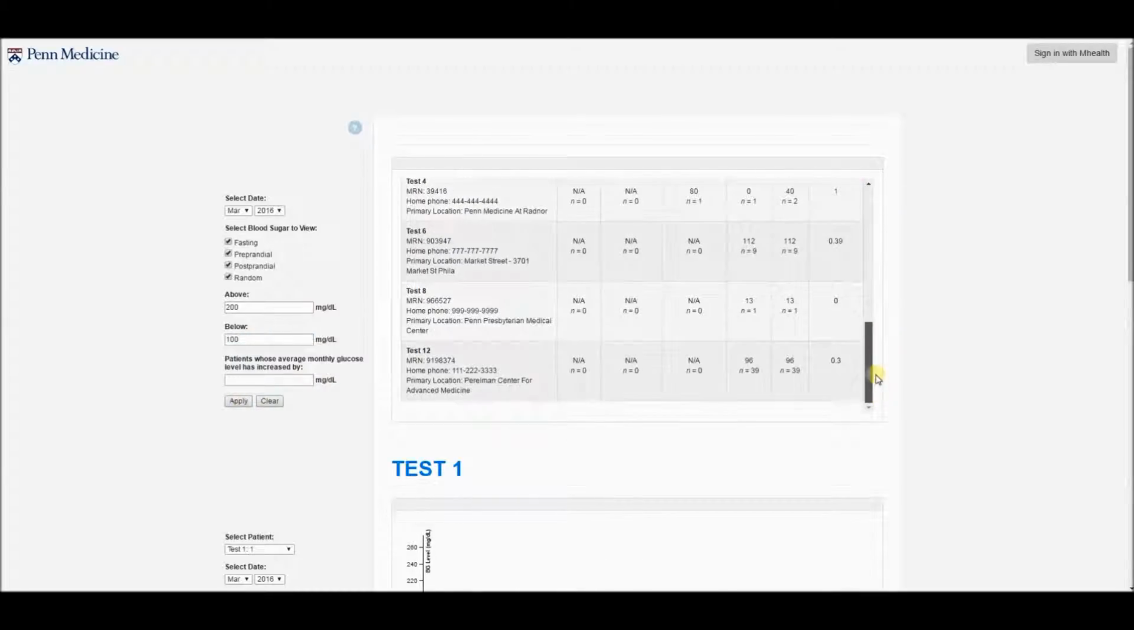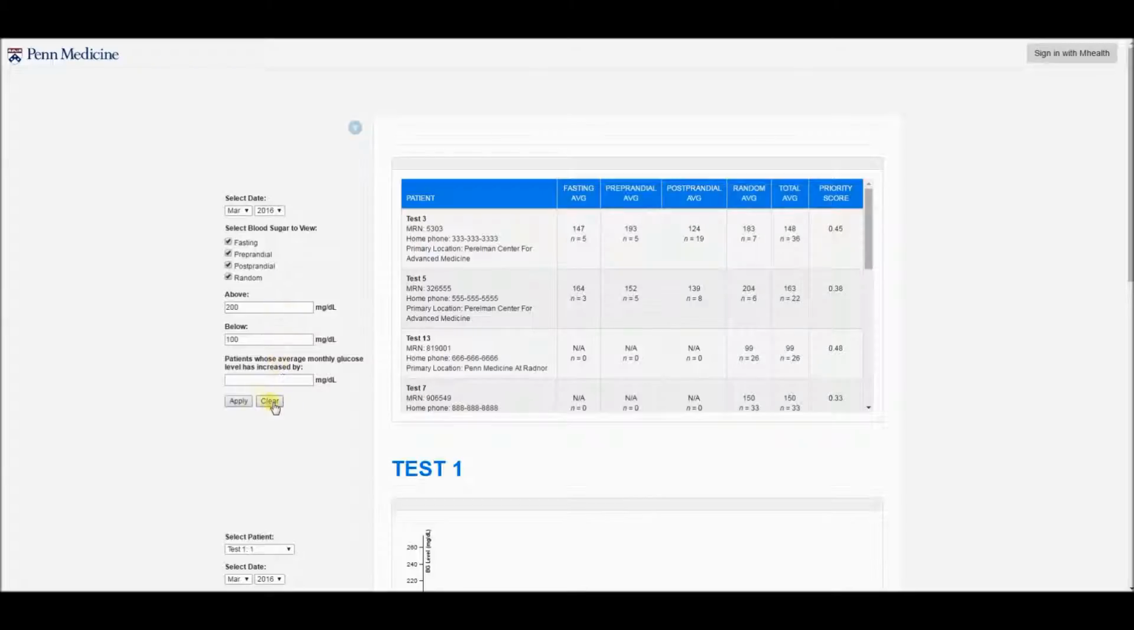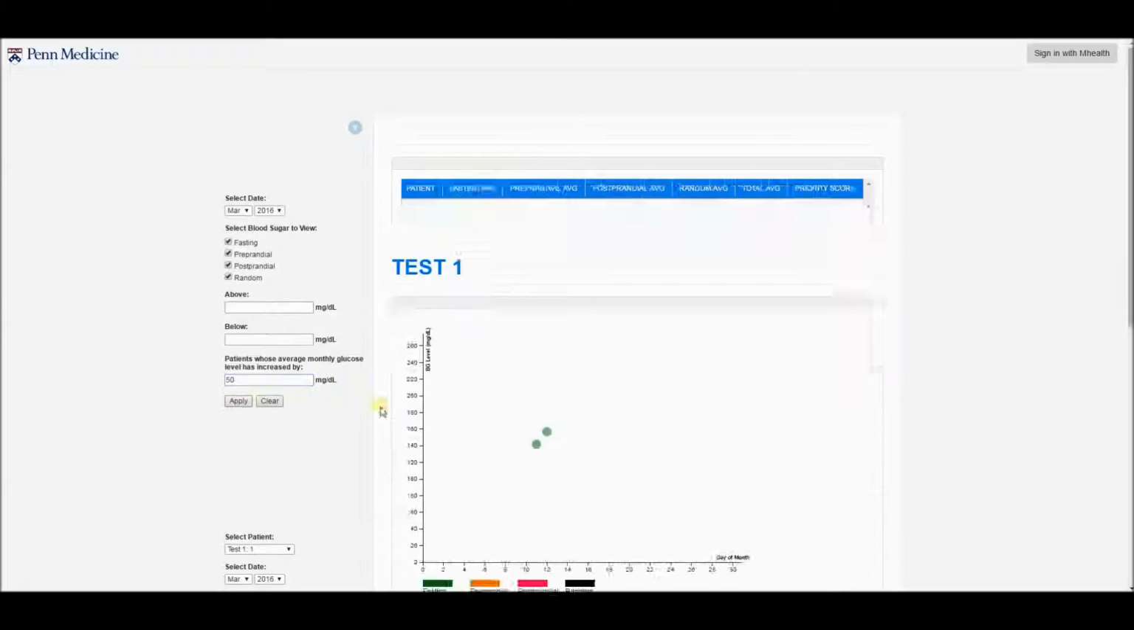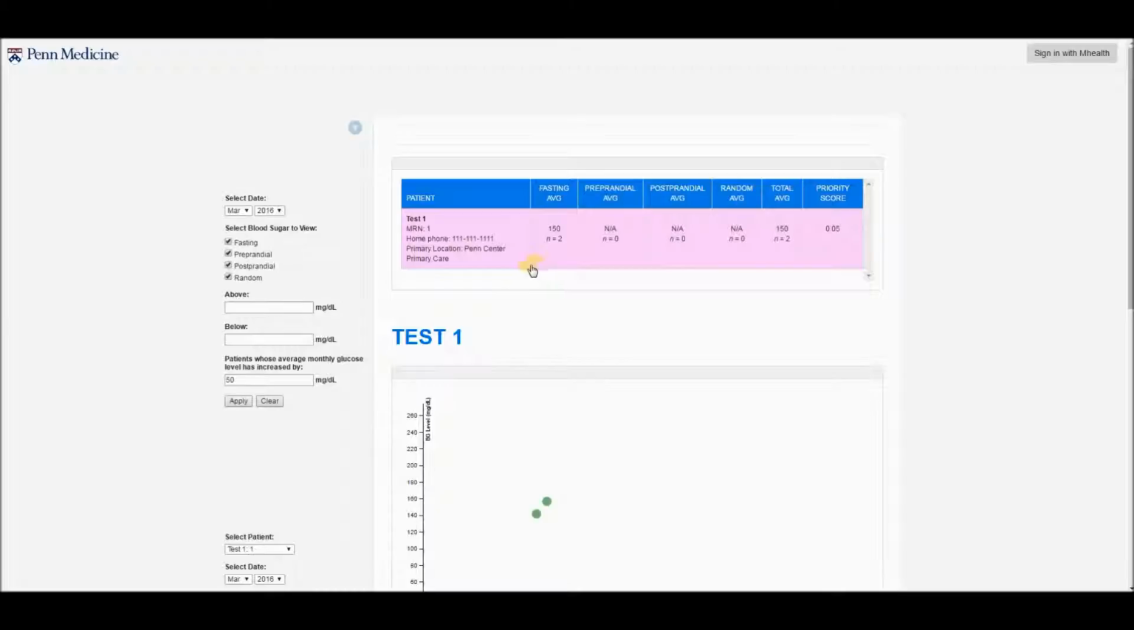The last search function allows providers to search for patients whose monthly average blood glucose level has increased by a user input. For example, I can search for patients whose monthly average blood glucose level has increased by 50 between February and March. Now let's return to the blood sugar classification checkboxes. This allows providers to restrict their search functions to certain blood sugar classifications. So let's uncheck fasting and random. And in this example, I am searching for patients who have had preprandial or postprandial blood sugar levels above 30.